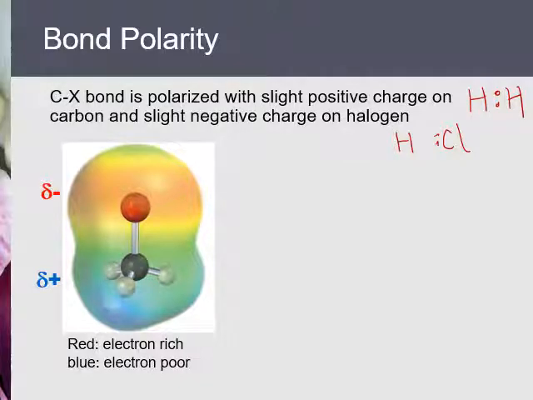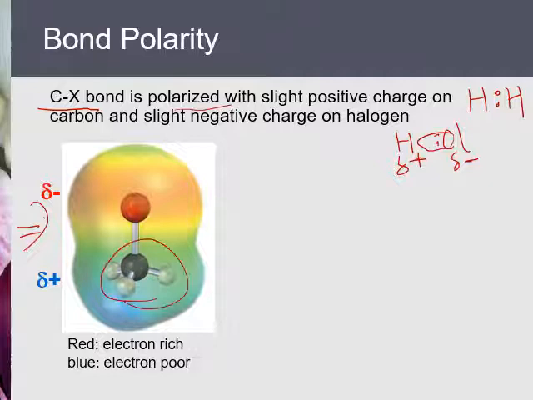And because hydrogen has less electron density, it's partially positive. And the chlorine has more electron density, it's partially negative. And this bond is called a polar bond. All right, it's a polarized bond. Now, similarly, when carbon and halogen form a bond, the bond is polarized with slightly positive charge on carbon, slightly negative charge on halogen. Here is a quantum mechanical calculation of an alkyl halide.